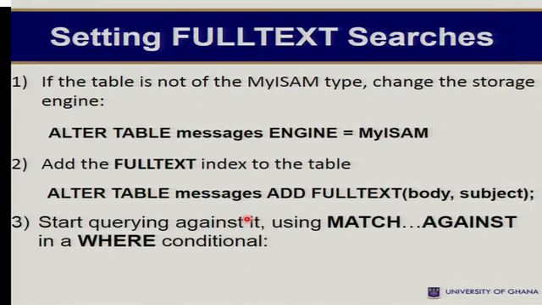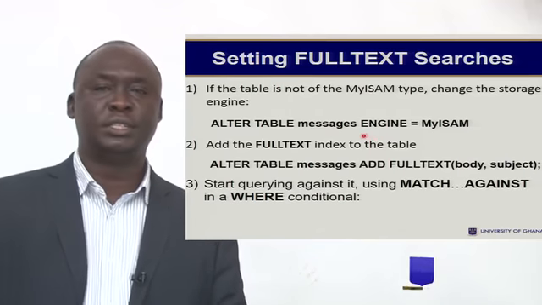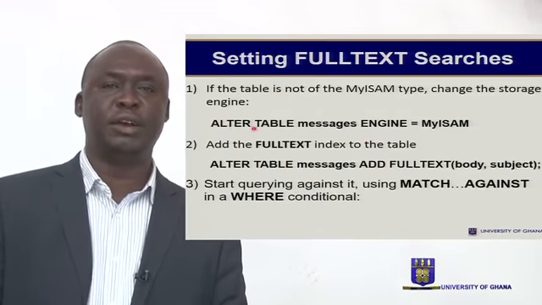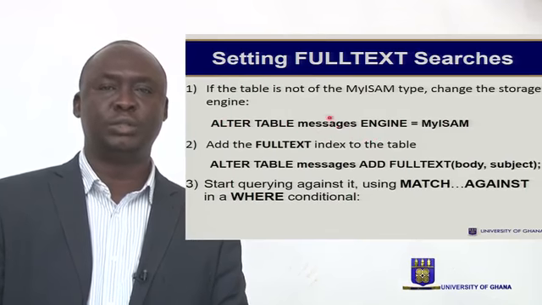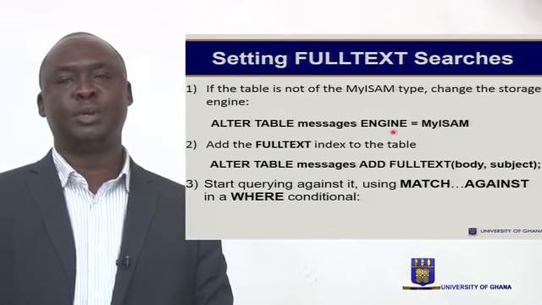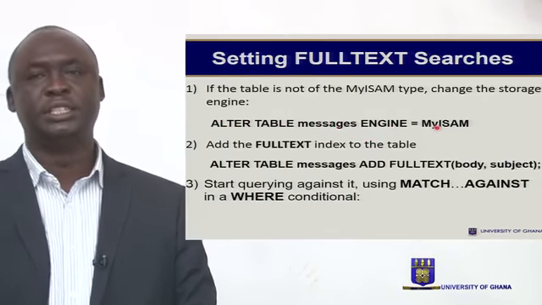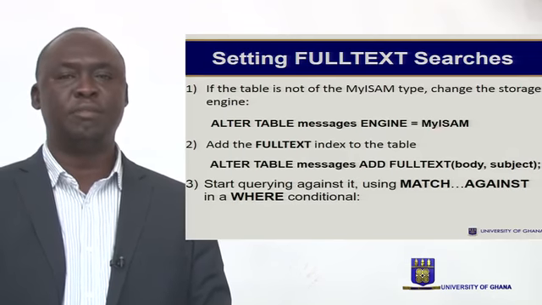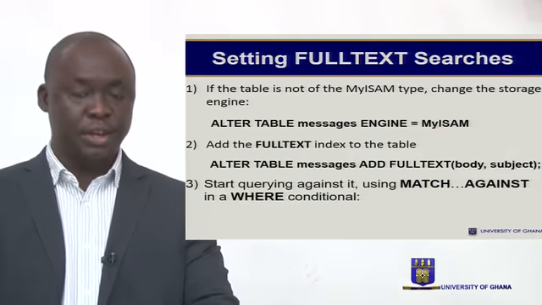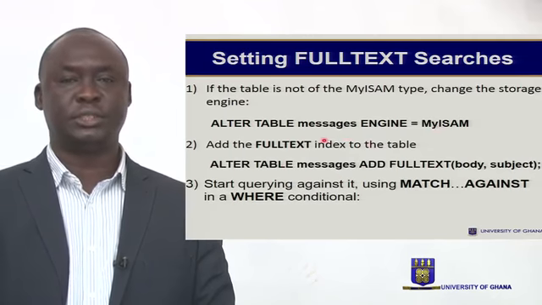So if the table is not MyISAM type, we have to first of all change the storage engine. And we can do that by just executing the ALTER TABLE command. So you specify ALTER TABLE messages, which is supposed to be the table, then you specify the engine and the engine type. And this would have made the messages table ready for full text search.